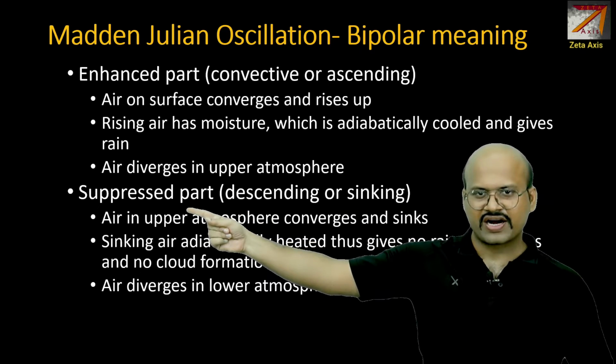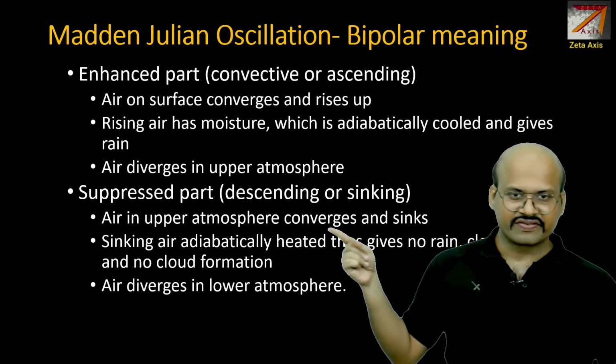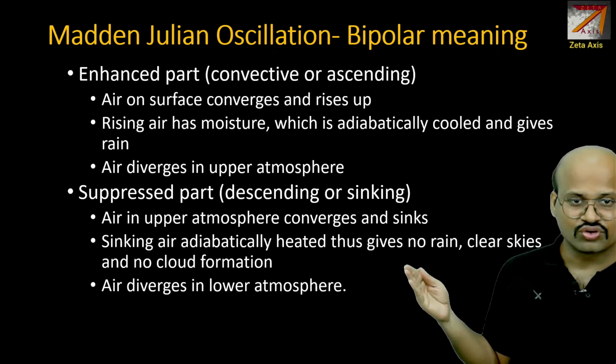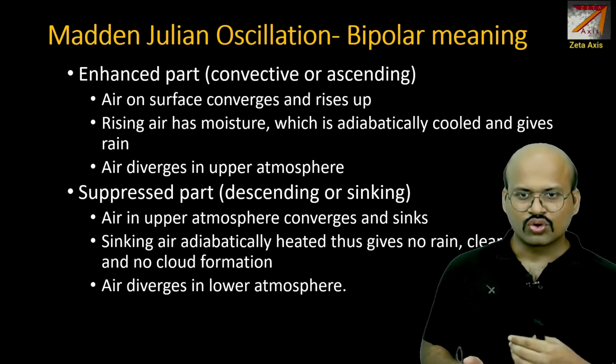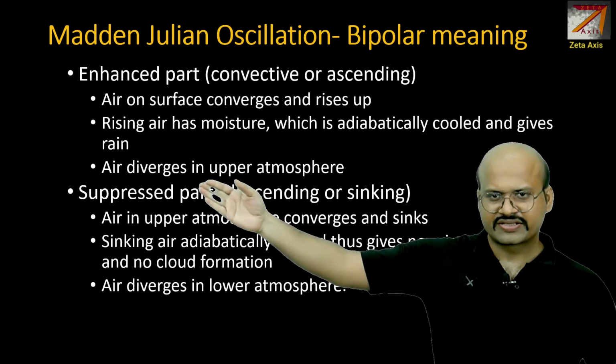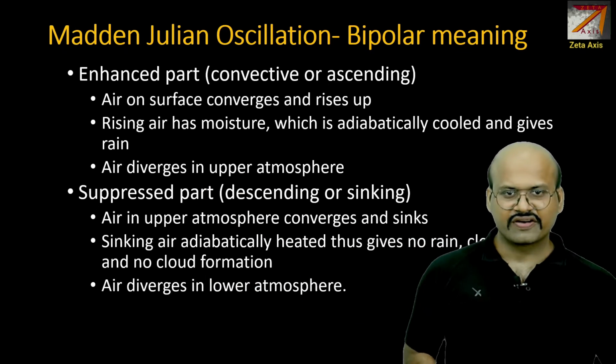Similarly, in the suppressed part, which is also called the descending or sinking part, air in the upper atmosphere converges and sinks. Sinking air gets adiabatically heated, thus gives no rain. We see that there is no cloud formation in this region, and generally clear skies are seen in the suppressed part. Air diverges in the lower atmosphere or on the surface.